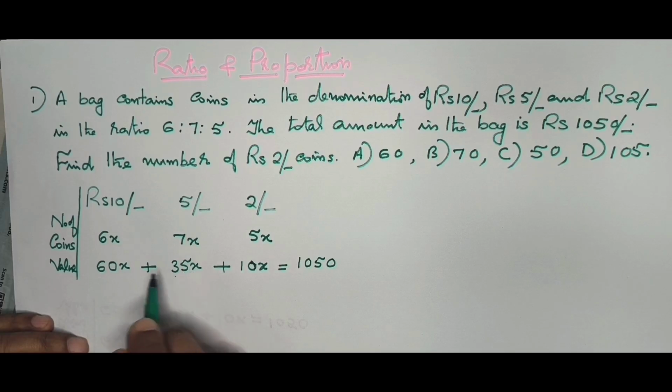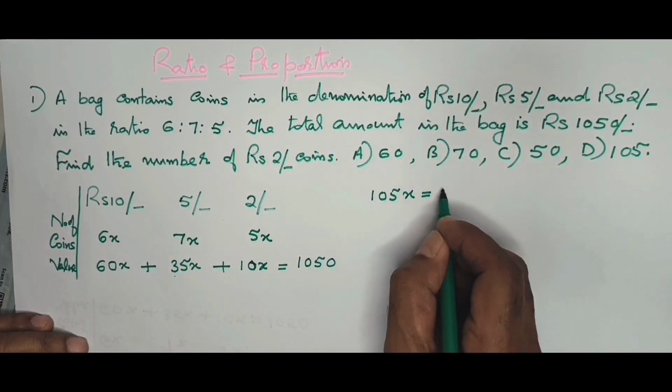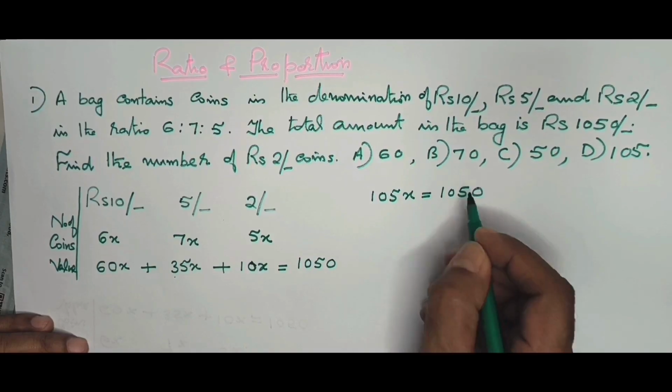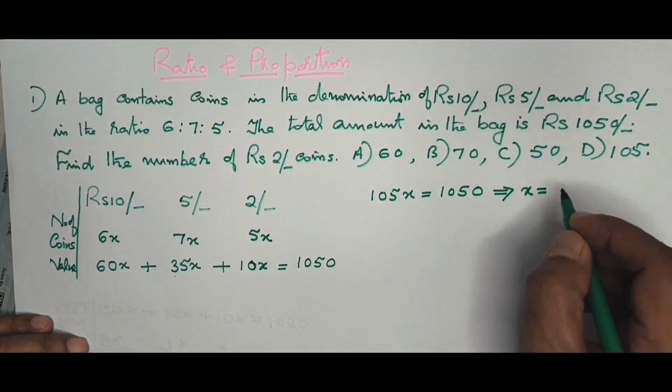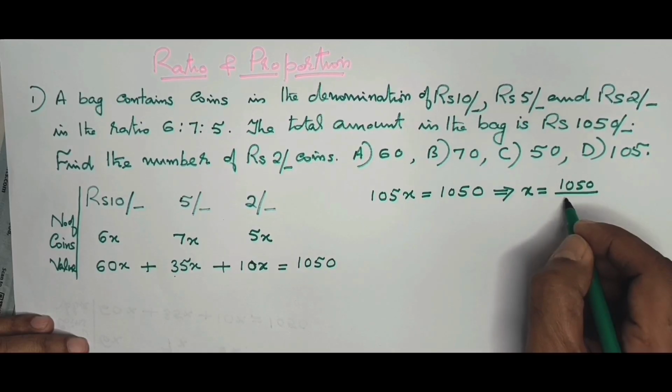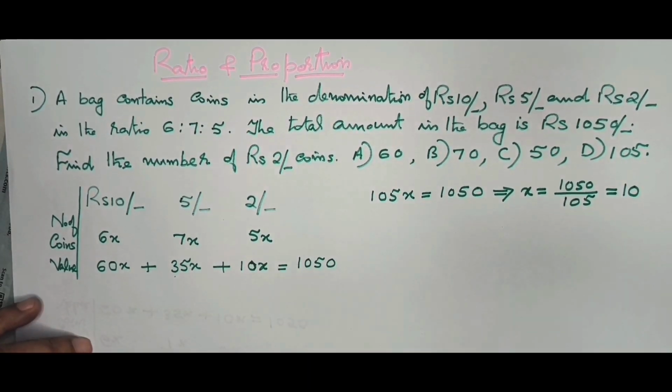Now the sum of 60, 35, 10 is 105x. The right side is 1050. Now to get x, take 105 to the right side. Multiplication becomes division, and on simplification, x is equal to 10.